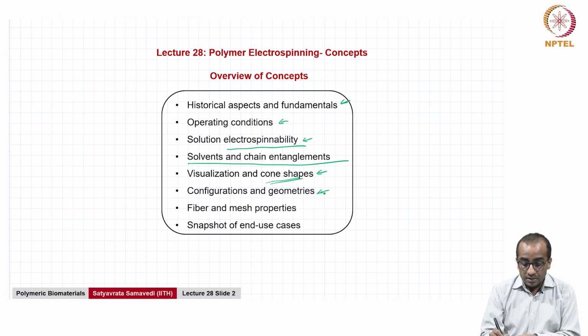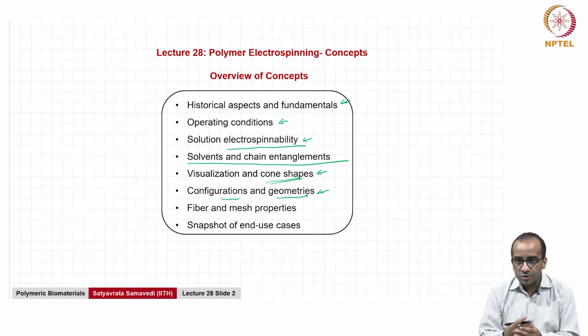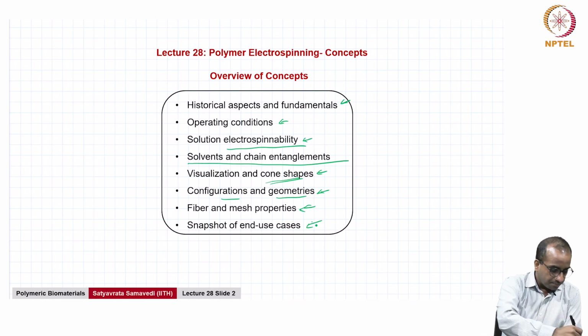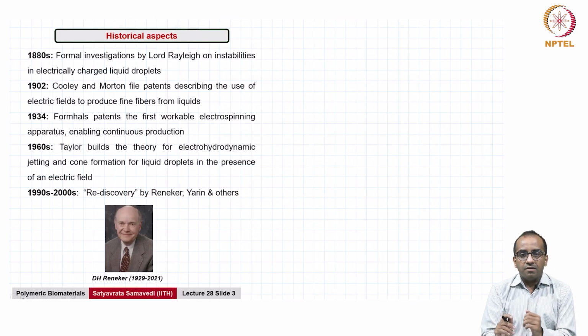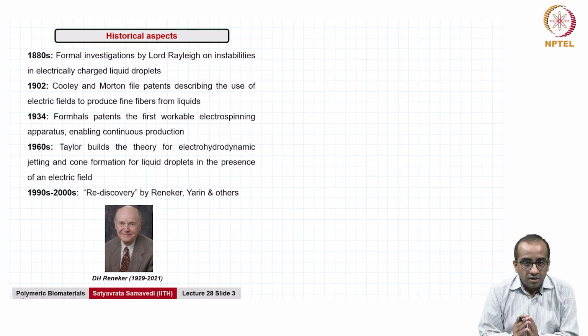And then towards the end, we will move on to some practical aspects, namely configurations in electrospinning and maybe geometries for collectors, and then look at how those impact fiber and mesh properties, and finally end with maybe one quick slide on some end use cases. So, with that quick background, let's jump right into the lecture. And we will start off with some comments on historical aspects.